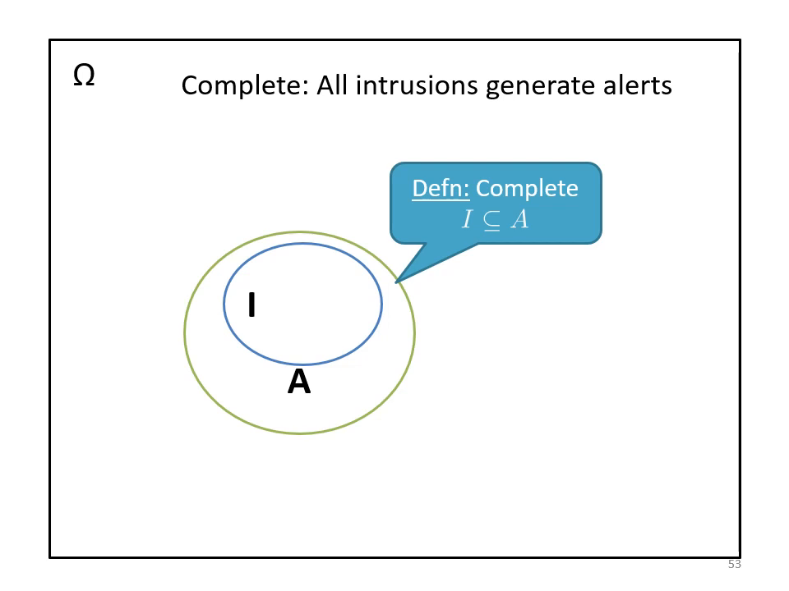Likewise, we have complete. Complete says that all the intrusions have an alert. So if we have a complete system, we know that every single intrusion generated some alert, although we might have extra alerts for things that were not actually intrusions.